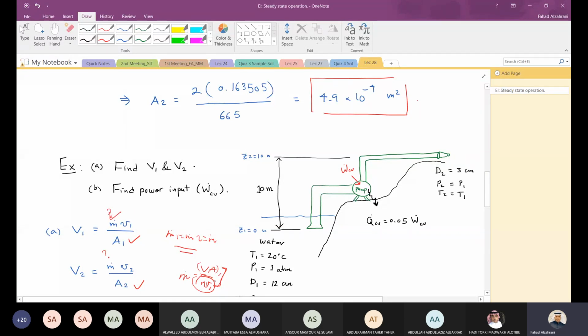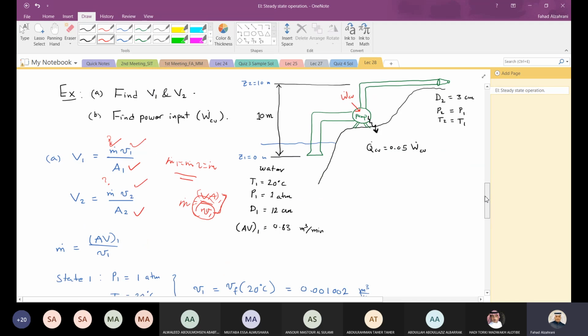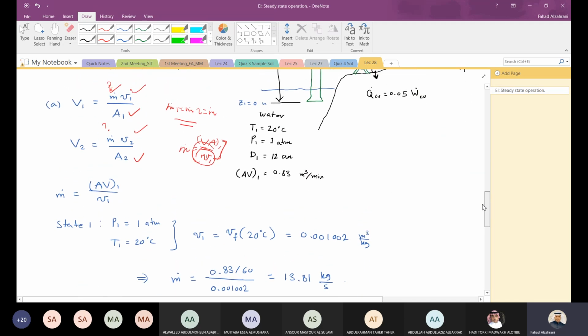V1, as we said, we found V1 here. Done. What about V2 here, ya shabab? Temperature and pressure at the exit are the same as the inlet. So specific volume at 1 equals specific volume at 2. That's it. Now this is the procedure. I planned my procedure. I know what's missing. I know how I can find it. And I continue the solution. So this is what I do.